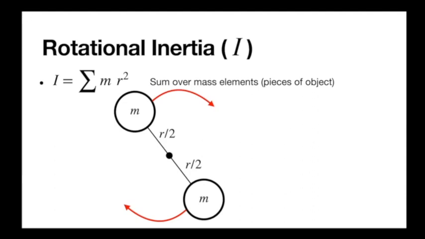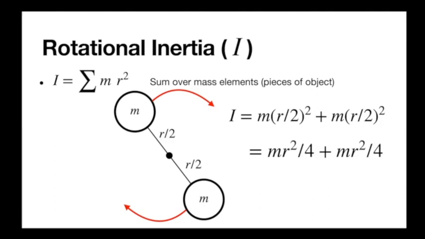So now we have our first one where we actually have to do a sum. Now we have two mass elements here, and so we need two terms. We're going to sum up the mr squared for both, and they both have a mass m and a distance from the axis of rotation of r over 2. So we get mr squared over 4 plus mr squared over 4, or the final being mr squared over 2.